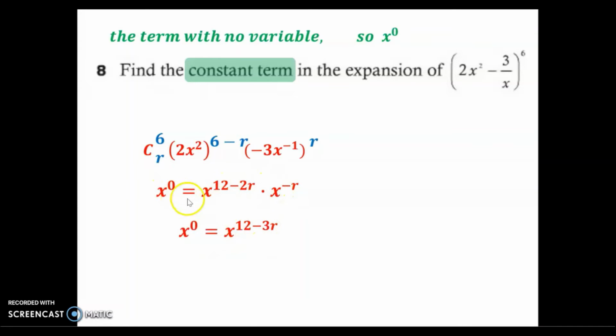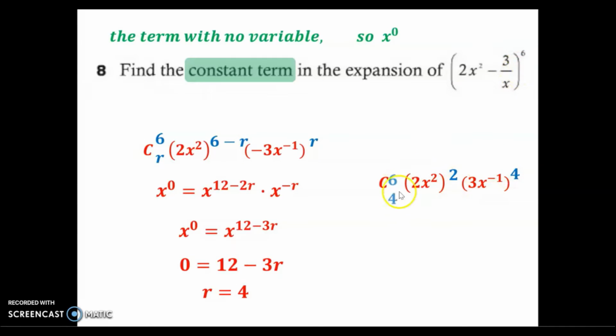And we know now that x to 0 must equal this. Now we have x to some power, x to some other power. Those powers must be equal if this is really an equation. So 0 equals that. Solve for r. That tells us the exponent must be 4 here. So now we can write this. We know this is now 4. So this is 6 minus 4, which is 2. That makes sense. They make 6 together. And then 6 choose 4.